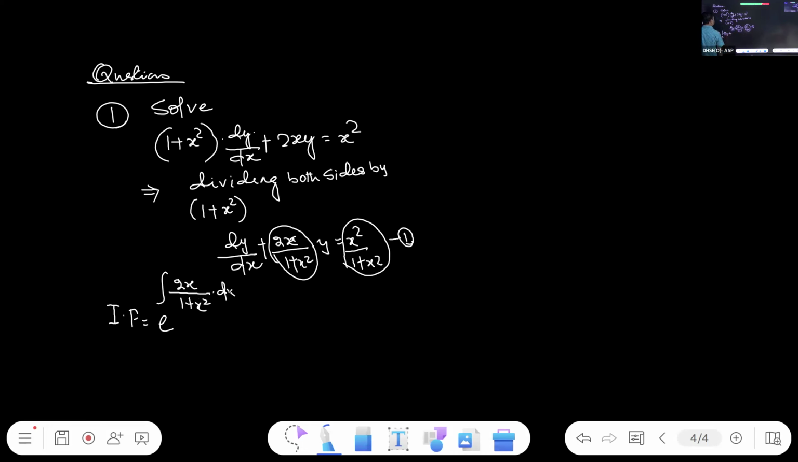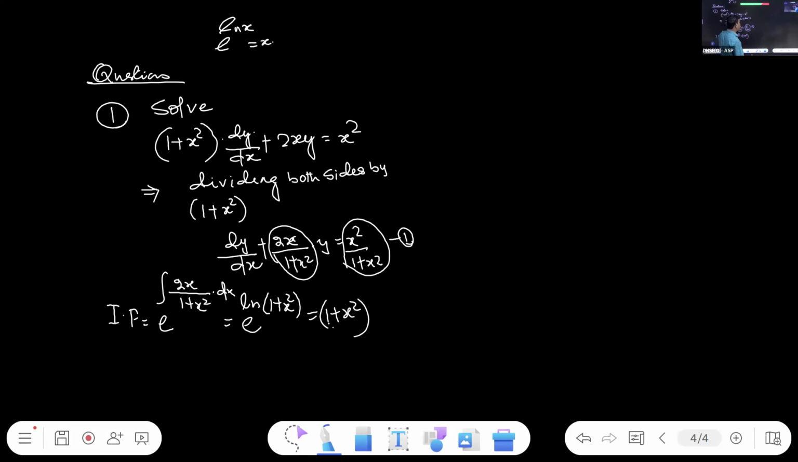You know, derivative of 1 plus x square is 2x. If you substitute 1 plus x square equal to t, then 2x dx will be dt. Integral dt by t is ln t. So directly we can write the result e raised to the power ln 1 plus x square. All of you know that e raised to the power ln x is x. So e raised to the power ln 1 plus x square is equal to 1 plus x square. So 1 plus x square is the integrating factor.